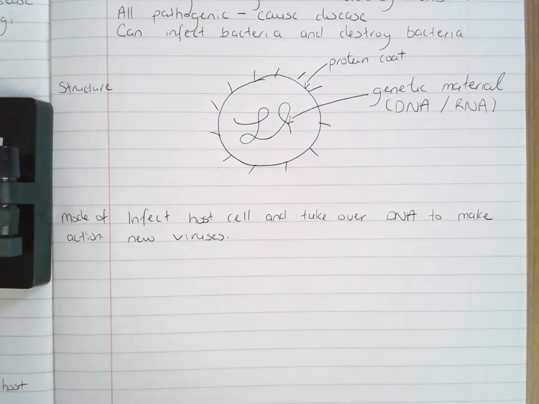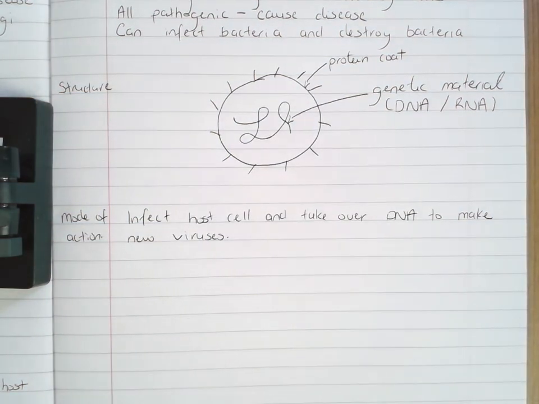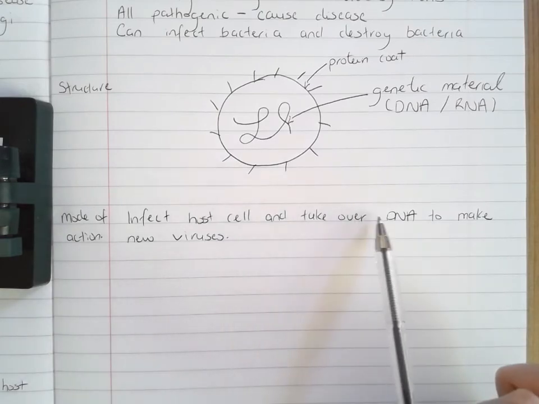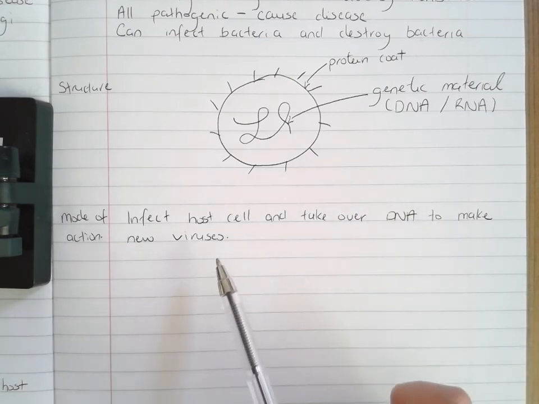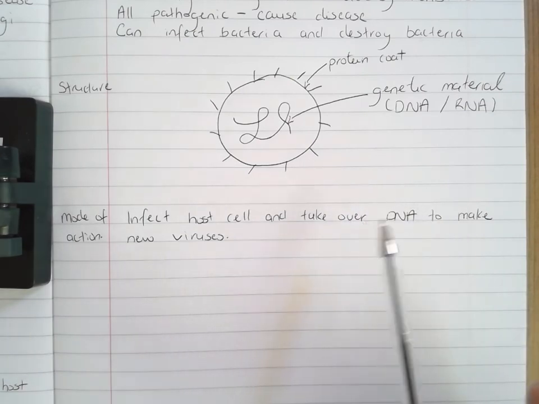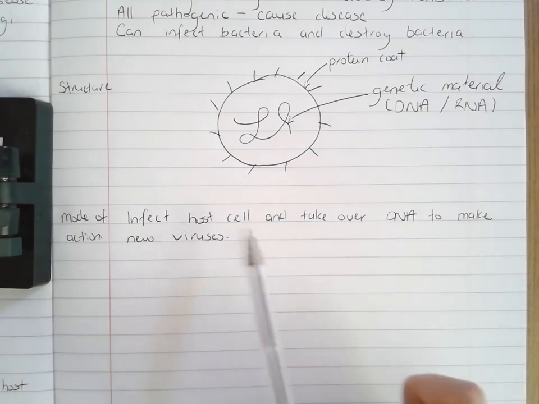And what they want to do is they want to replicate. So remember I said that viruses can't replicate by themselves. They can't multiply by themselves. But as soon as they've infected someone, they take over the DNA. And once they've gained control of that DNA, they can then use your cell to multiply. So once they've infected and taken over, they're going to make loads and loads of new viruses inside your cell.